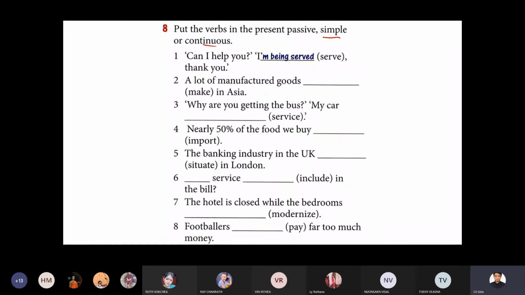For example, you can say what? A lot of manufactured goods, is or are? So you can say are made. When this is are made, it is passive simple, right? And passive continuous, are being made. Being made, not making. We use the verb being. Number 2, a lot of manufactured goods are made or are being made?